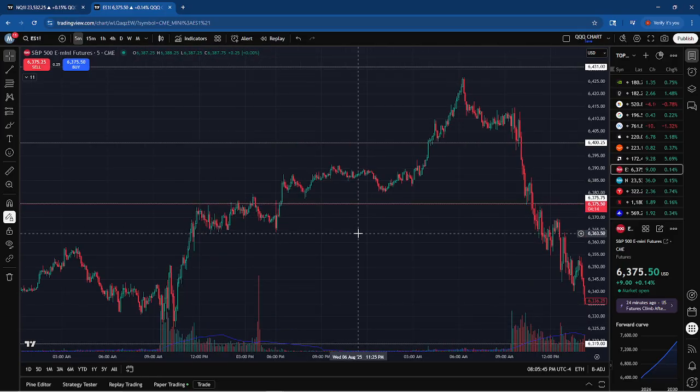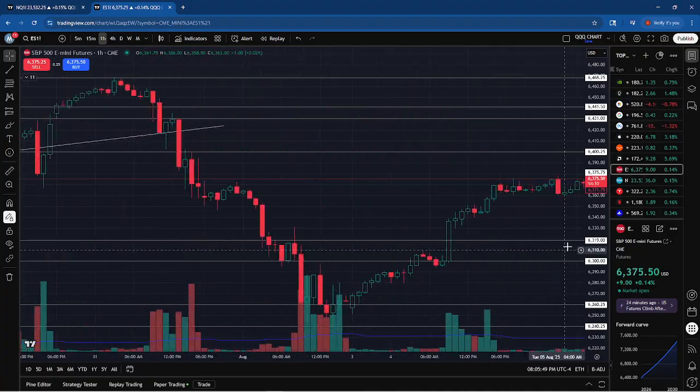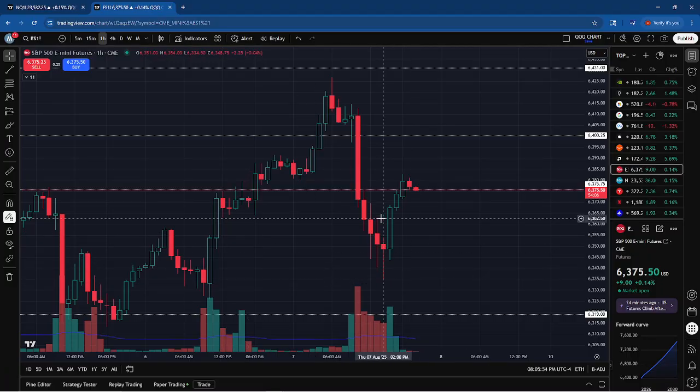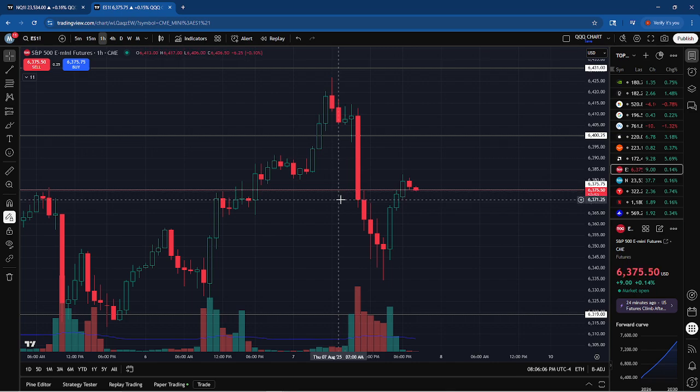My stop loss was at this previous. I base my stop losses and take profits on the hourly chart. This is when it broke down here. So my stop loss was at this candle closure, because this was the last candle that was below my level.